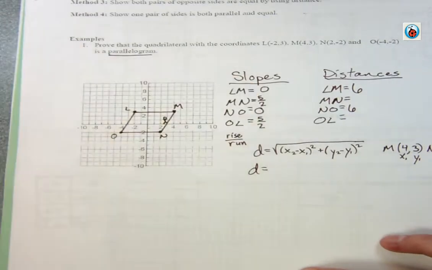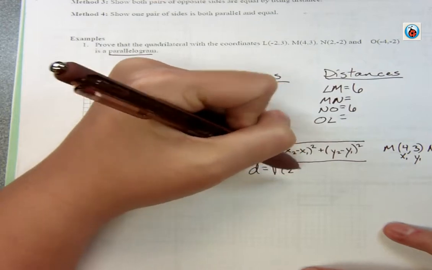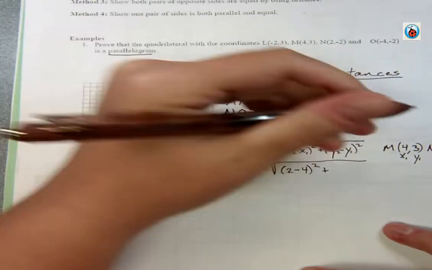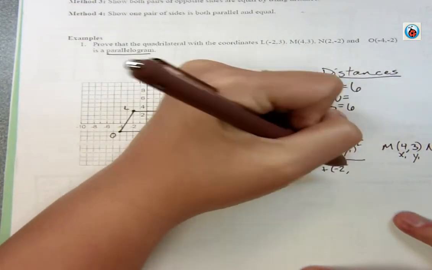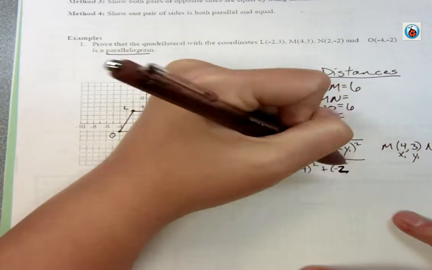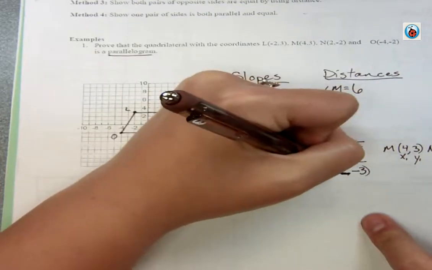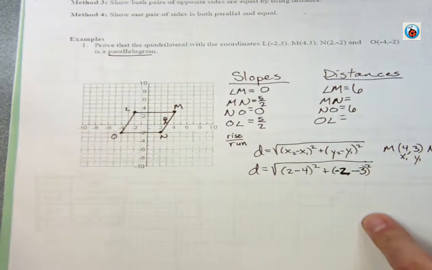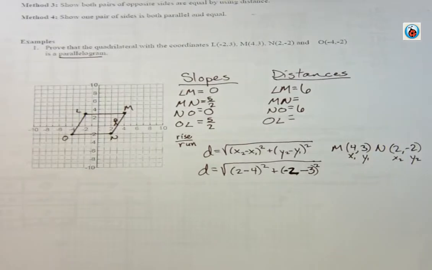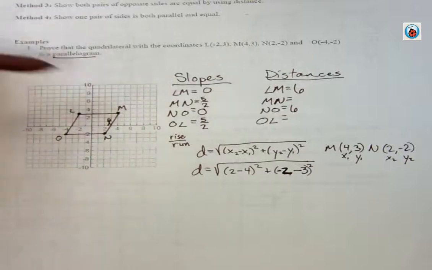Alright, so we need to plug our x and y values in. Big square root. Our x2 is 2. Our x1 is 4. So 2 minus 4 squared. Our y2 is -2. Minus our y1, which is 3. So we are just plugging these numbers in there. Oh, I can't see that, it's off the screen. There we go. So that's our M and our N, because that's the distance we're looking for right now.